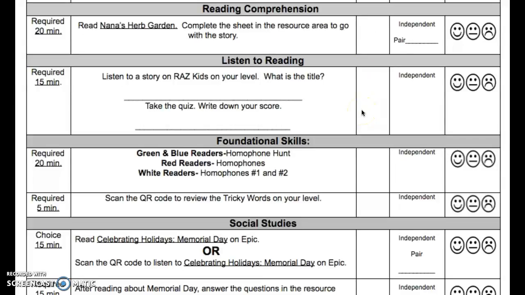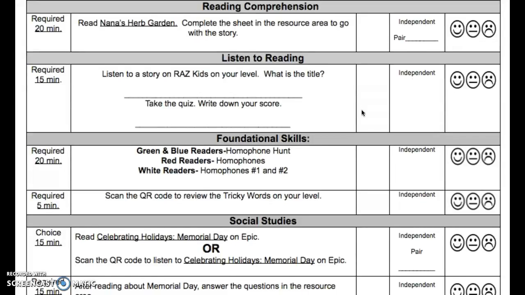Required for 15 minutes, listen to reading today. Listen to a story on Raz-Kids on your level. What is the title? Write it on the line. And take the quiz, write down your score. Independent, reflect when you're done.